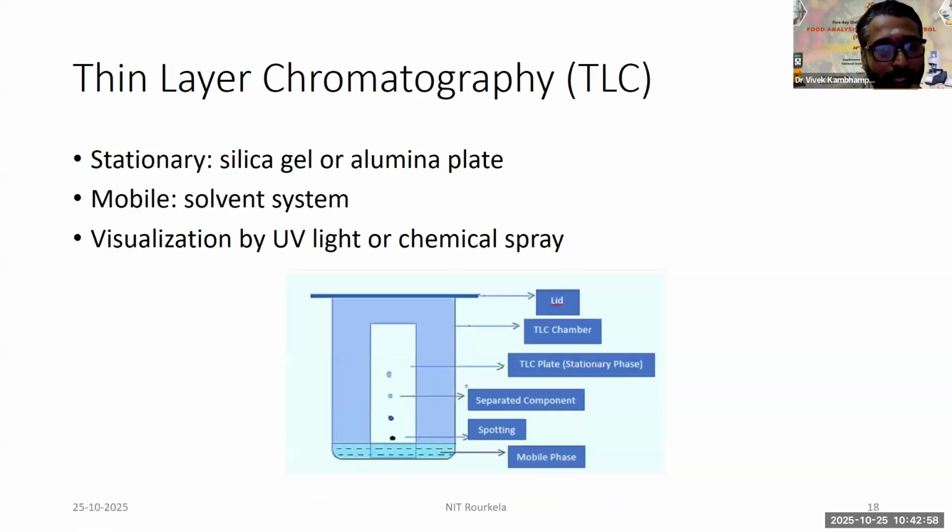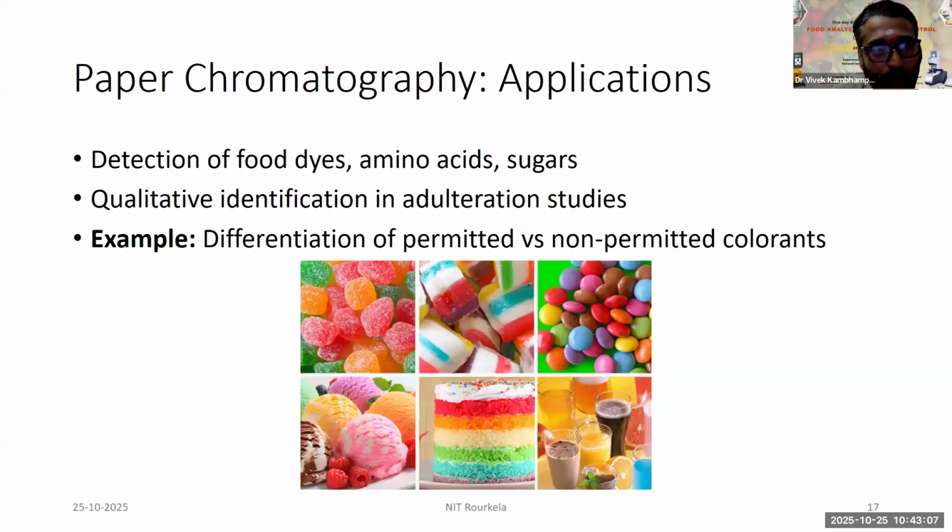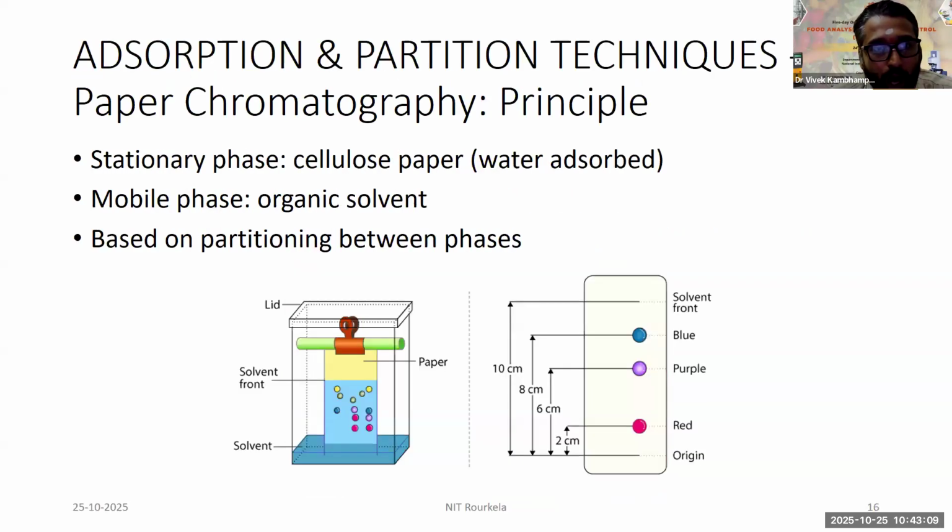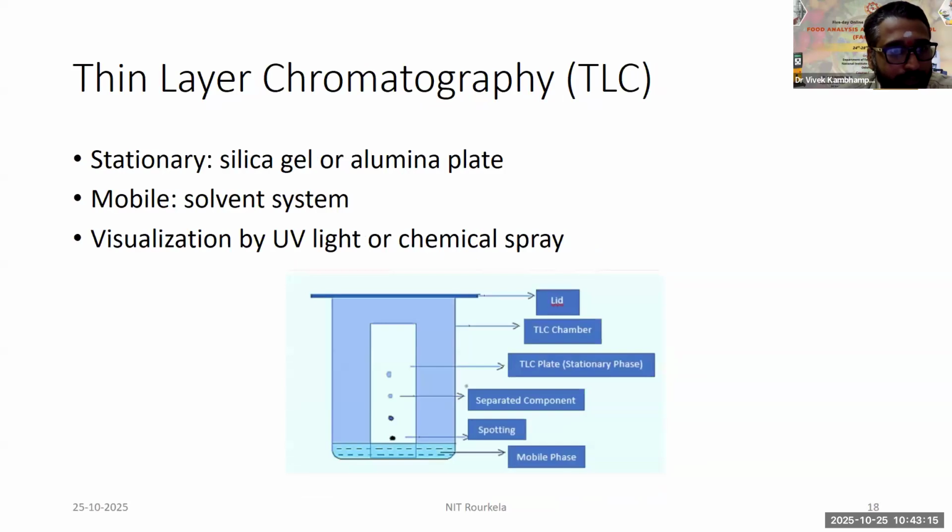Thin layer chromatography, here it looks like this. Stationary phase is silica gel or alumina plate. Whereas in the case of paper chromatography, you used solvent, right? Mobile phase is organic solvent. Whereas in the case of this thin layer, a solvent system is used, organic solvent can be used. Stationary phase will be silica gel or alumina plate. Visualization by UV light or chemical spray.